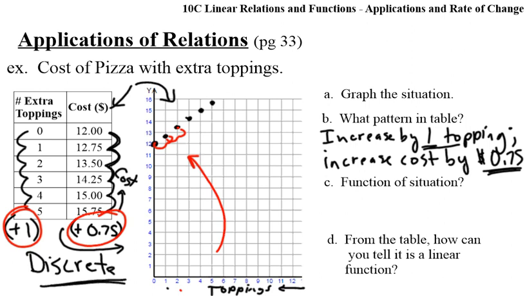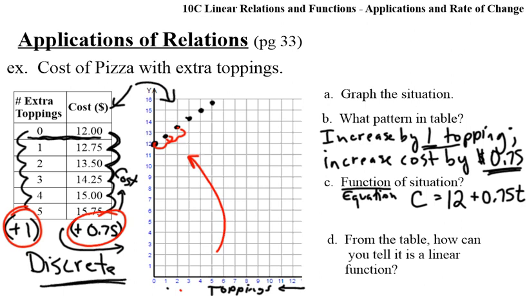Well, with that being said, we can create a function for the situation. Remember, a function is just another form of an equation. So what's the equation for this? Well, we have to come up with, how do we get the cost of the pizza? Well, we can see, or hopefully we can see, that without any toppings, it's $12. So it doesn't matter if you get toppings on, you're going to have an initial cost of $12. That's for the dough, the cheese, the sauce, no toppings. It's still $12. But we're then going to increase 75 cents for every topping.